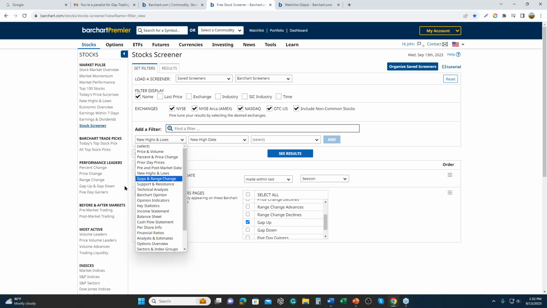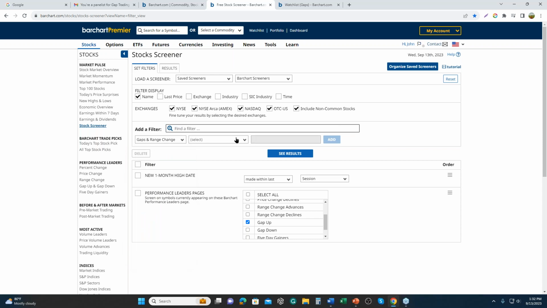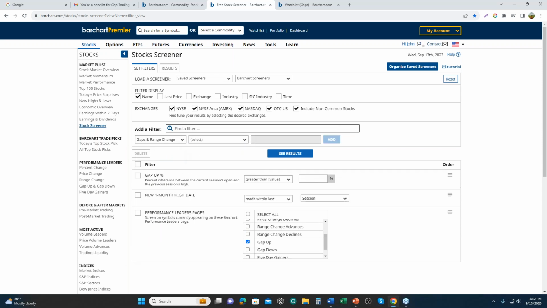So what I'm going to do is I'm going to come in here where it says gap and range of price. And I can come in here and say gap up. And I'm going to add that to my filters. Now, what value do we put in here?